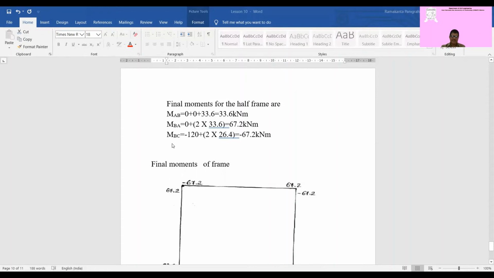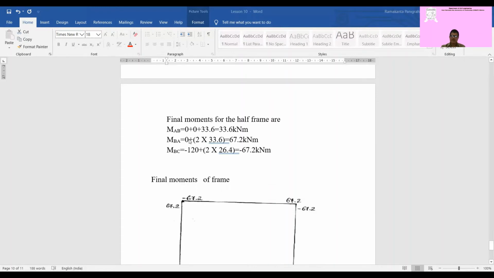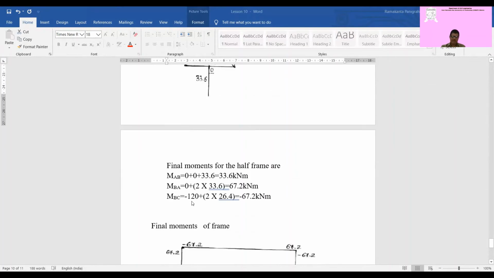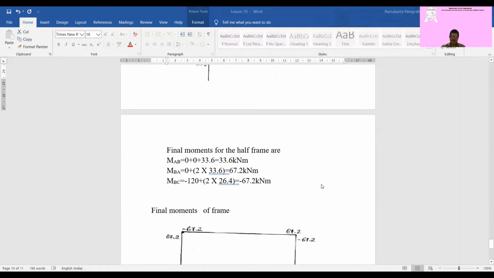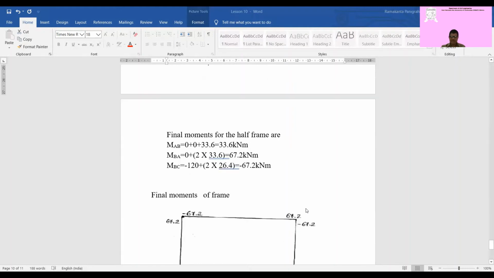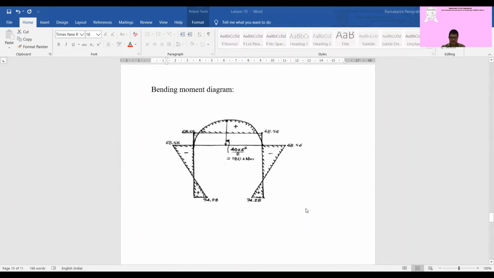For MBC it is minus 120, the fixed end moment. So 2 times the near end contribution is 26.4, and at the far end there is no value. Now whatever value you get for A and B, and BC, that will be just the opposite on the other side. So if it is minus 67, it will be plus 67. If it is plus 67, it will be minus 67. If it is 33.6, it will be minus 33.6. This way you can write the values.